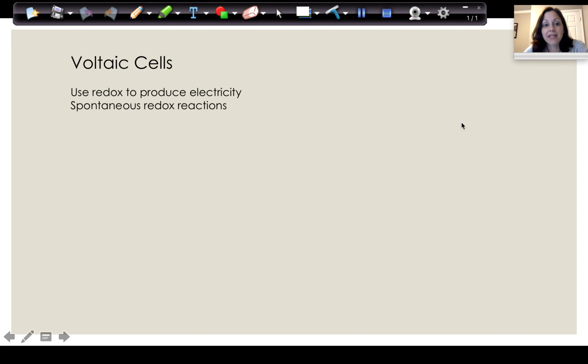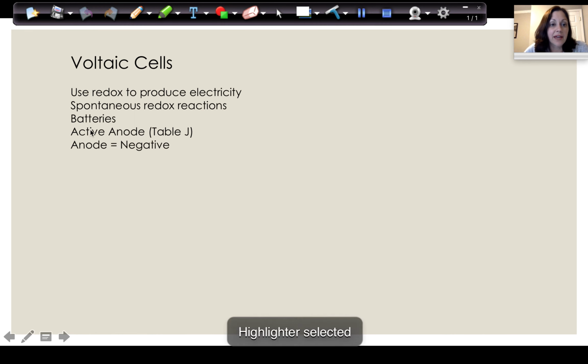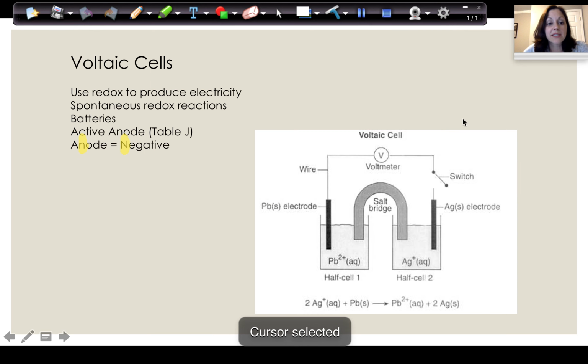These would be spontaneous redox reactions, so they're ones where the more active metal is oxidized or the more active nonmetal is reduced. Batteries are examples of voltaic cells, and I like to use the memory tool "active anode," which means you're going to look at table J, and the more active metal is going to act as the anode. I like to take the letter N in anode and remind me that the anode is going to be negative in a voltaic cell, and this is an example of a picture of a voltaic cell.